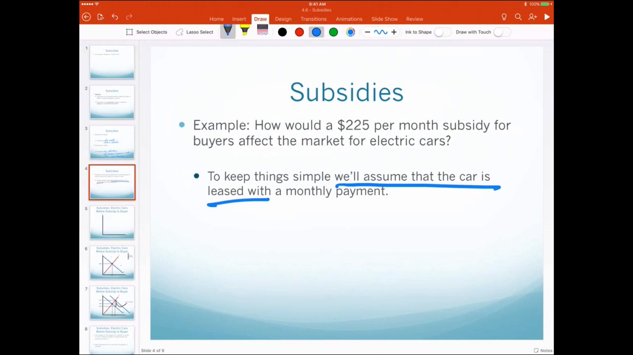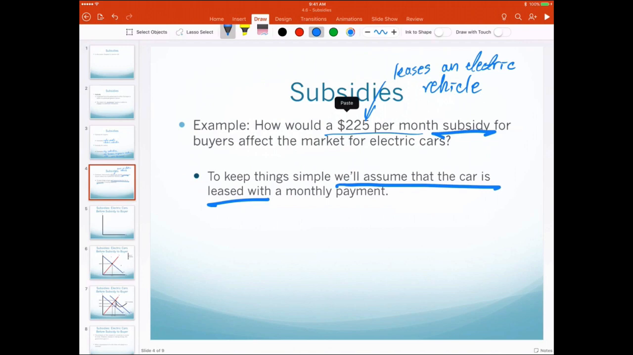I think I have the payment set at $300 a month, right? And we're going to do the analysis of what would happen if, say, the federal government or a state decided to subsidize electric cars for buyers. So the idea is, again, they're going to lease. So someone who leases an electric vehicle will get $225 a month toward their lease for the vehicle.